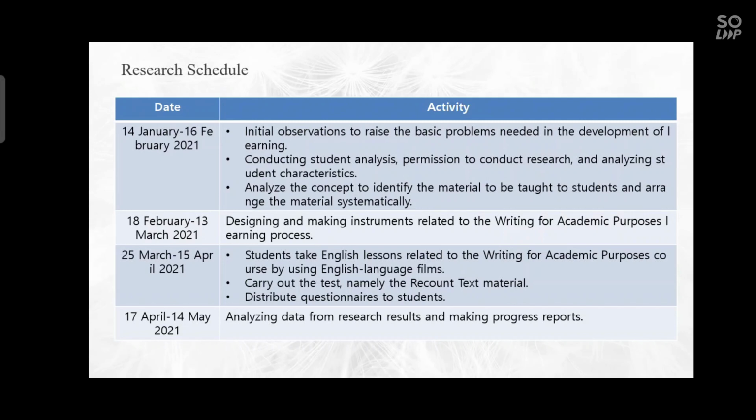25 March until 15 April 2021: students take English lessons related to the writing for academic purpose course by using English language film. Carry out the test, namely the recount material. Distribute questionnaires to students. 17 April until 14 May 2021: analyzing data from research results and making a progress report.